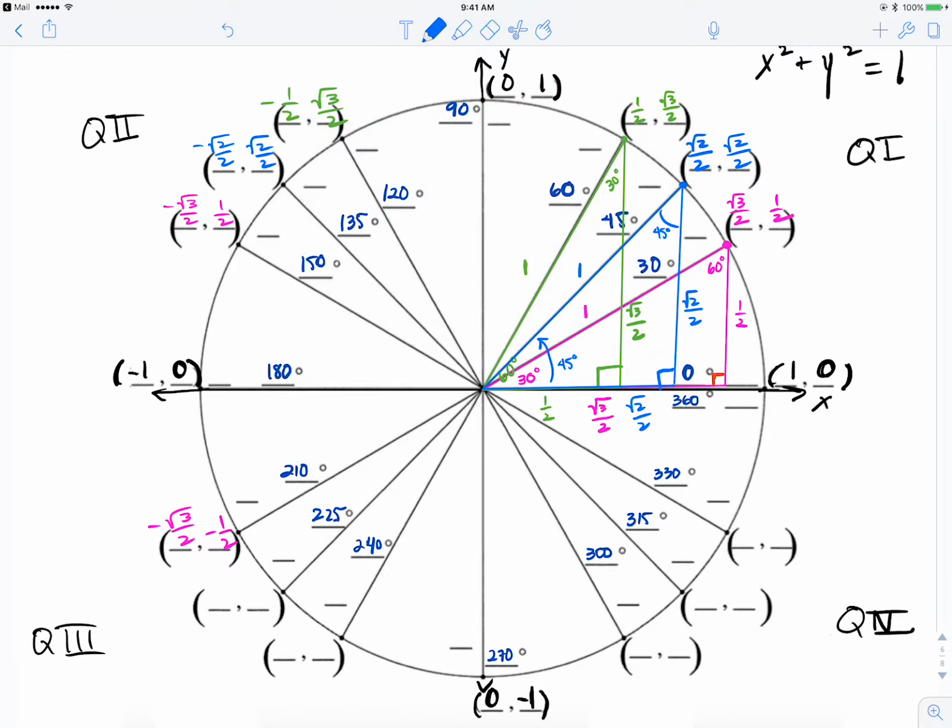Okay, at 225, the point will be negative root 2 over 2, negative root 2 over 2.